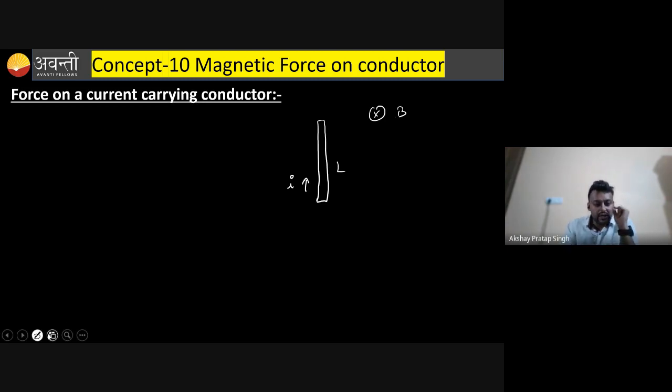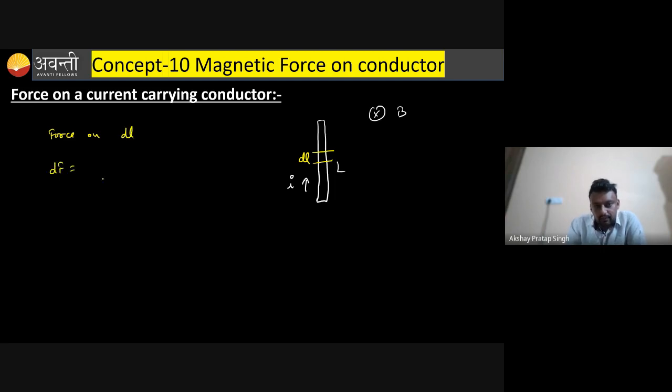So what will be the force acting on the conductor? There is a derivation for this part, but I am not going with the derivation part. You can learn that derivation in your classes. I am telling you the result. I am not solving it for the complete conductor of wire. I am just telling you for a small part of this wire. Let's suppose a small part is dl.